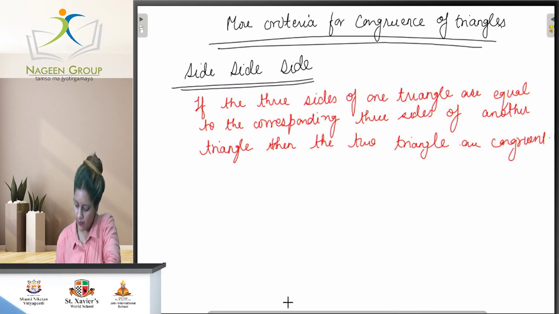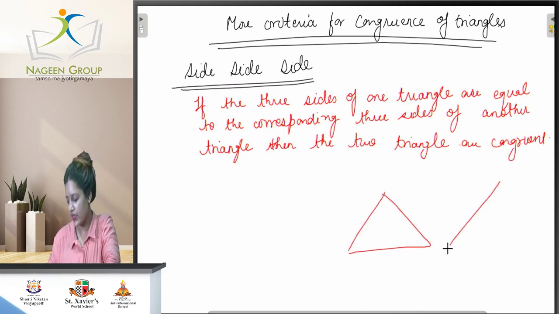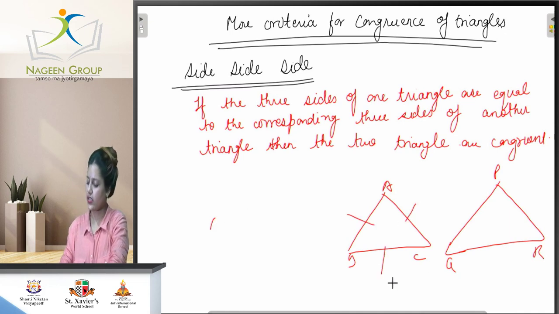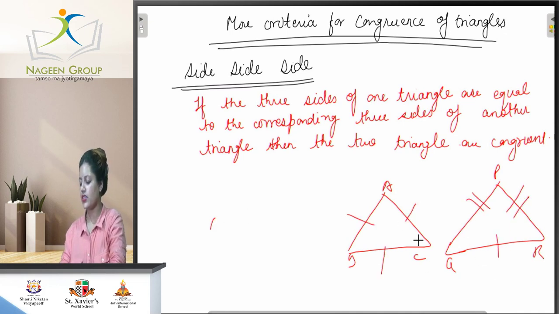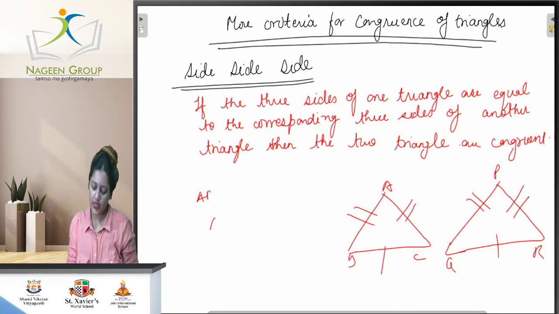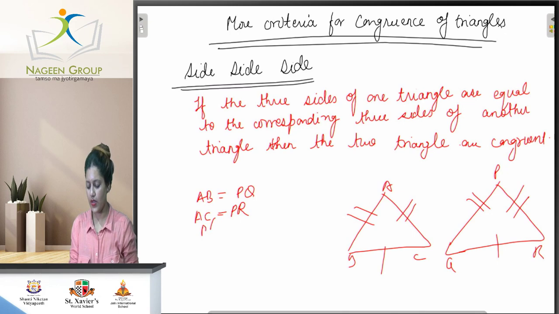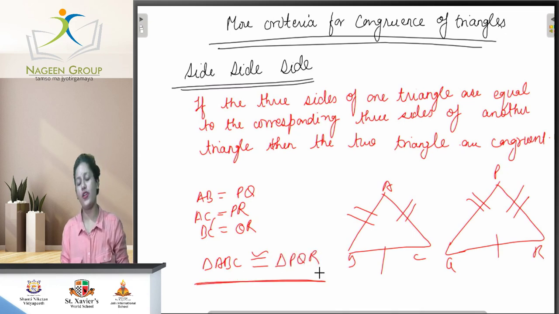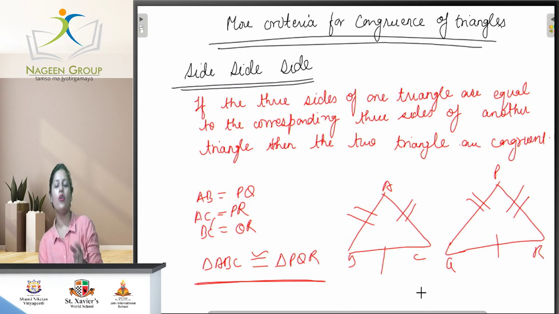Understand? If we make a diagram of it, then if we take two triangles, that is A, B and C, and in the same way P, Q, R. So here every side is equal to its corresponding side, means AB is equal to PQ, AC is equal to PR, and in the same way BC is equal to QR. So triangle ABC is congruent to triangle PQR in the corresponding order. The name is written in the same form, so that the sides are also corresponding equal to each other.